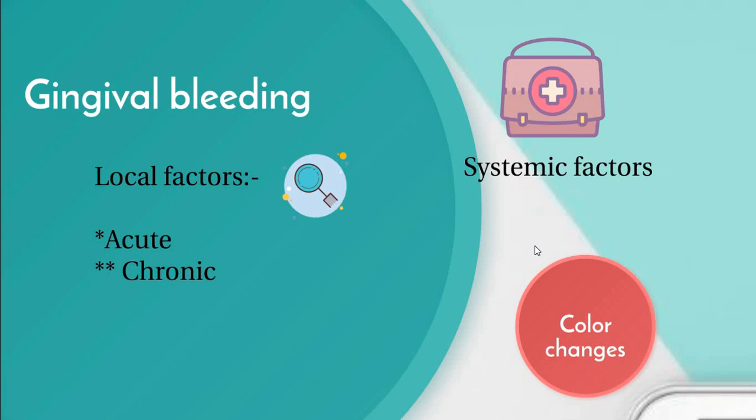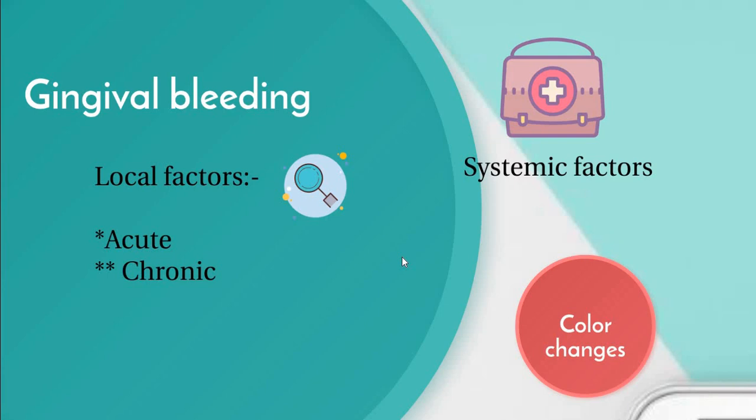While chronic bleeding are seen in chronic and recurrent gingivitis, and also when we have a mechanical trauma, food impaction, and uses of toothpicks or biting into solid foods, etc. So these are the local factors which present in acute and chronic form.